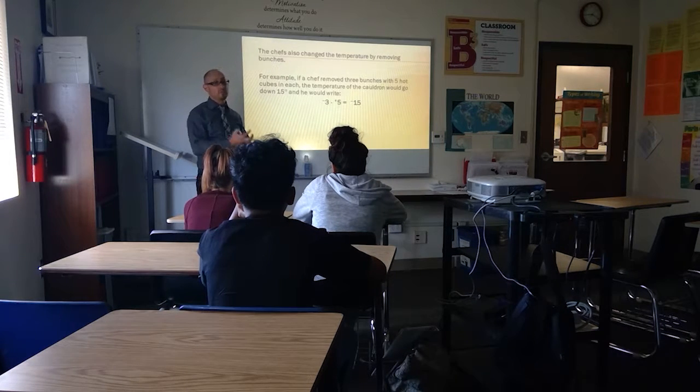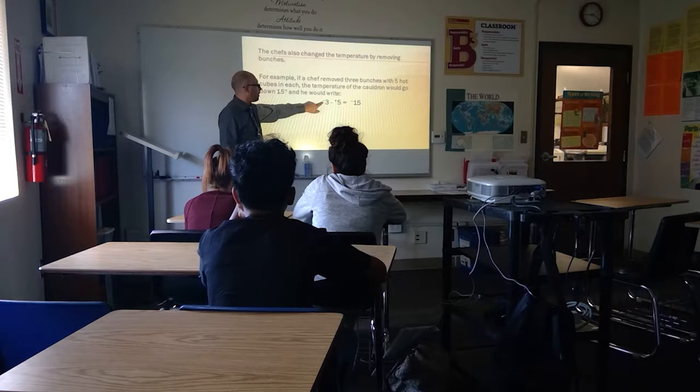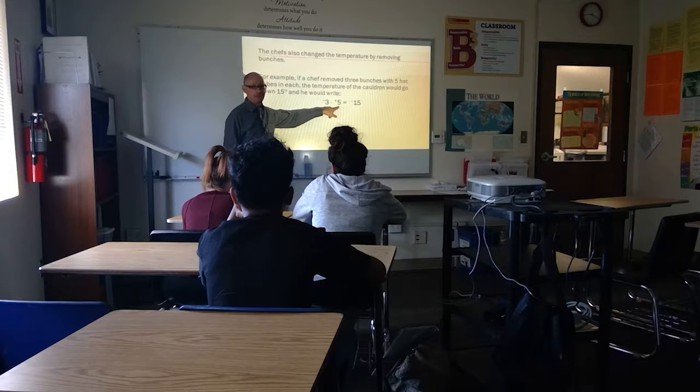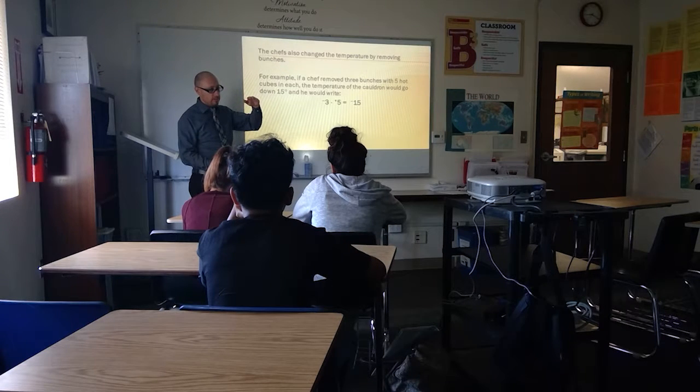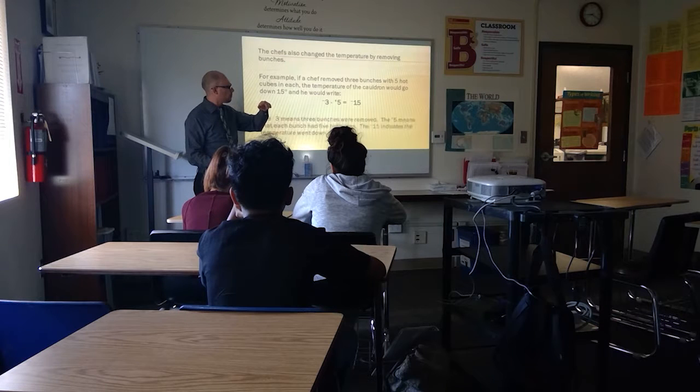Okay, so let's go with this one. Sometimes, like we said, they have to remove bunches. So this little symbol right here tells us that they removed bunches. So if it's a plus sign, it means they added bunches. If it's a negative sign, it means they removed, right? Okay, so how many bunches did they remove? 3 bunches of what kind of cubes? Hot. And there were how many in each? 5. So if you take out 3 bunches of 5 hot cubes, temperature goes down by 15, right? Or let's say negative 15 degrees.